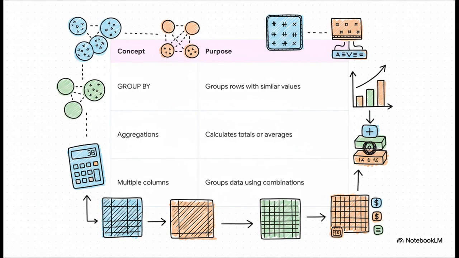All right, let's do a quick recap of the big ideas here. First, Group By. Its job is to organize your data to group rows that have something in common. Then you have aggregations, like sum and count. Those are the tools you use to actually calculate stuff for each group. And finally, using multiple columns, that just lets you get even more specific by creating groups within groups.